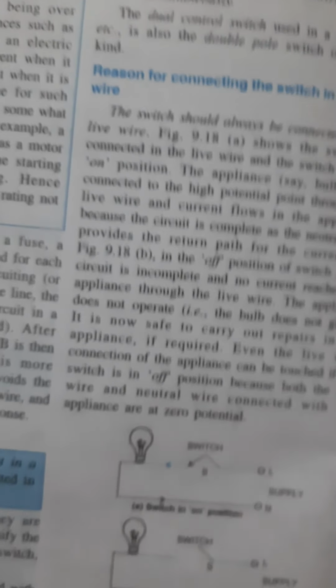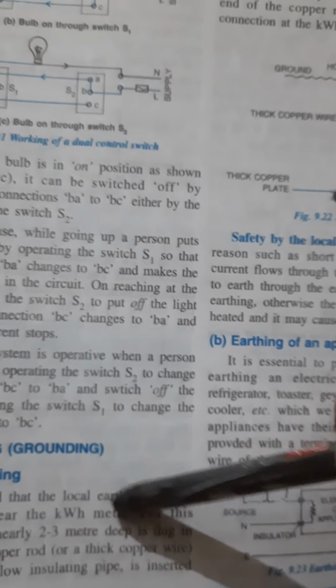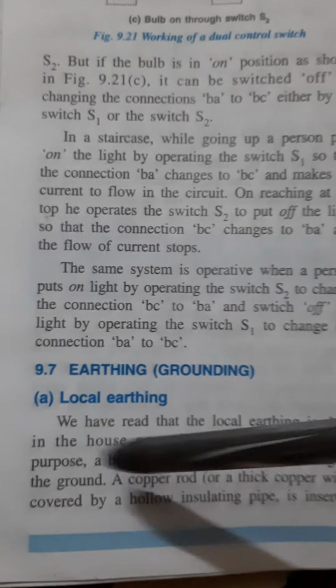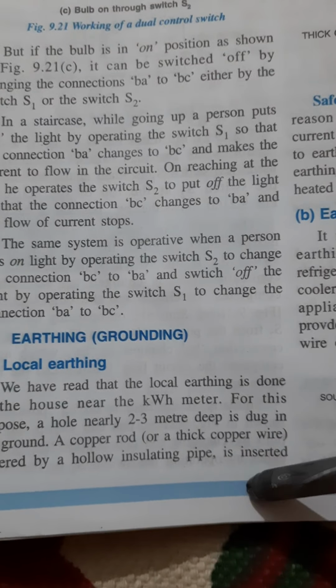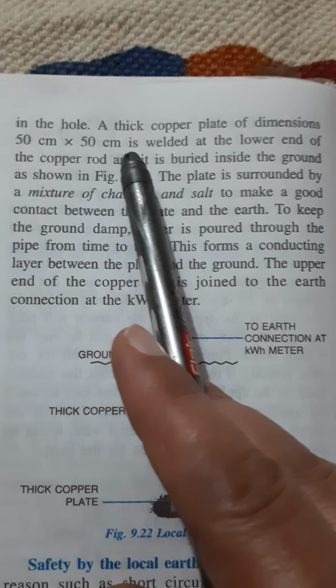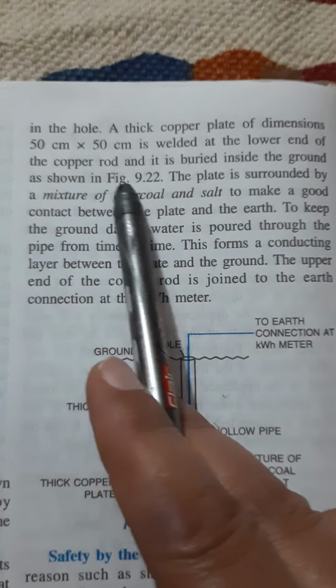See here, earthing, that is called grounding. So what is local earthing? In local earthing, if you observe here, one big hole, nearly 2 to 3 meters deep, is dug in front of our house. A copper rod covered by a hollow insulating pipe is inserted in the hole. A thick copper plate of dimensions 50 by 50 centimeters is welded at the lower end of the copper rod and is buried inside the ground, as shown in the figure.